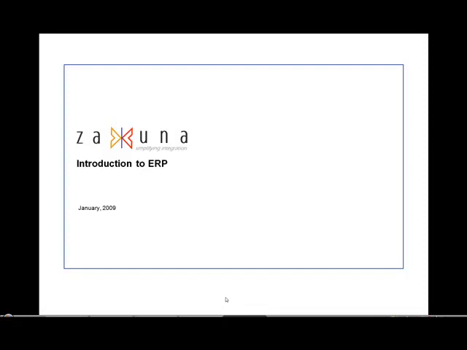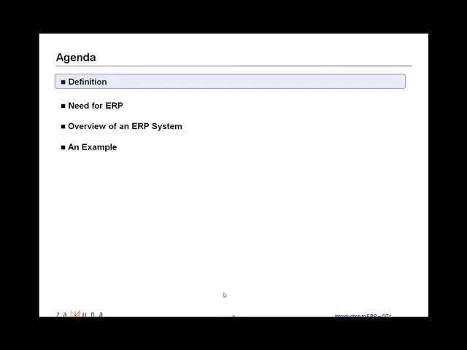In this presentation, we'll go over the introduction of an ERP. And the agenda for this presentation is the definition, need for ERP, overview of an ERP system, and an example of how an ERP would work in an organization. So what does ERP stand for? Primarily, it stands for Enterprise Resource Planning.